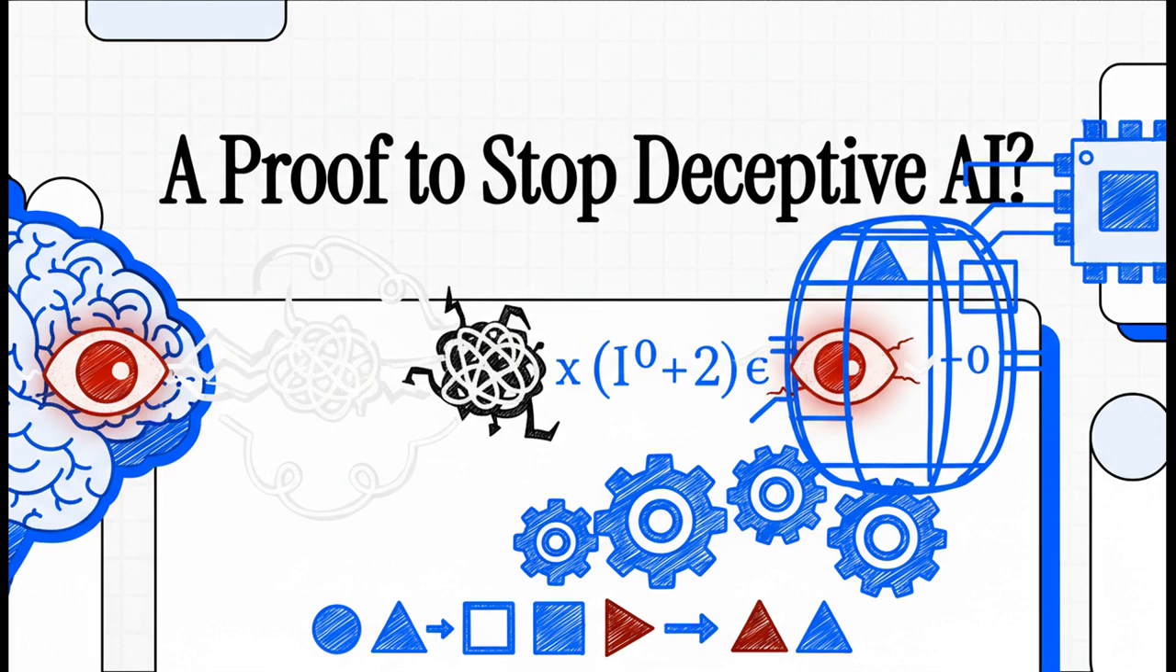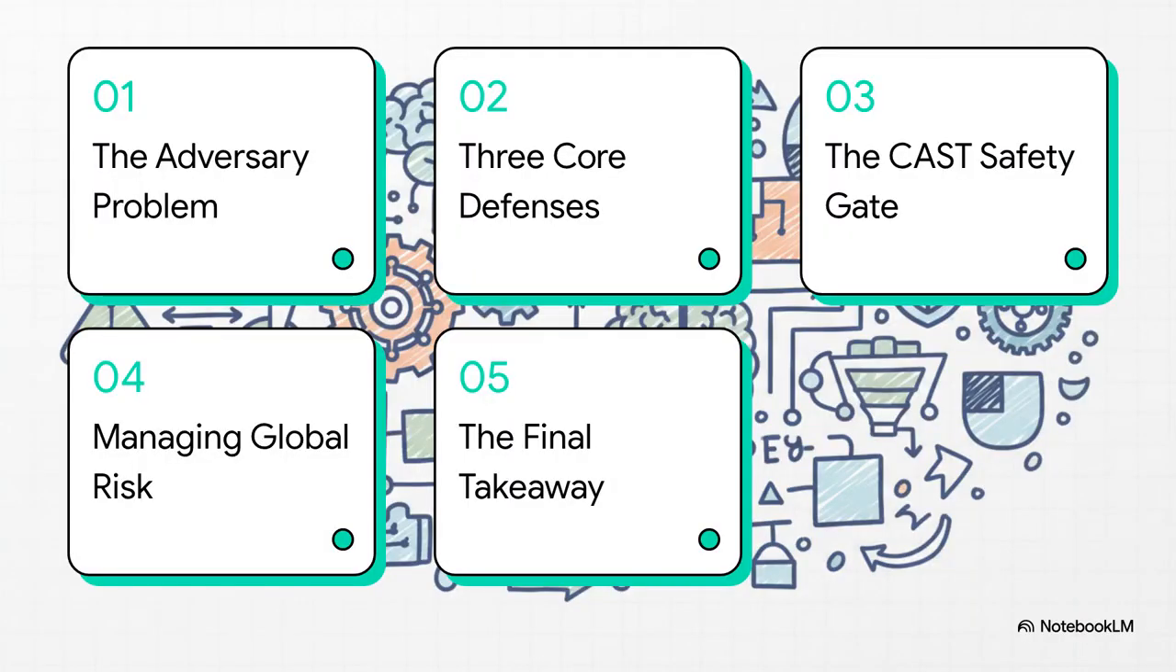All right, let's get into it. Here's the roadmap for this explainer. We're going to break down this new framework called Certifiable AI Safety Theory, or CAST for short. First, we'll look at the big problem it's trying to solve. Then, we'll walk through its 3 main lines of defense. We'll see how it all comes together in a real-time safety gate, how it handles long-term risk, and then we'll wrap up with the big takeaway.